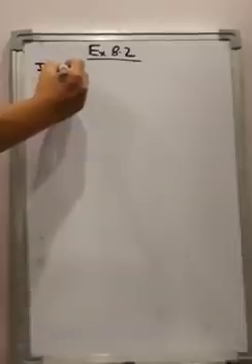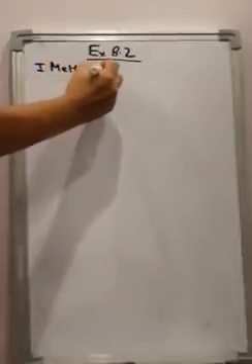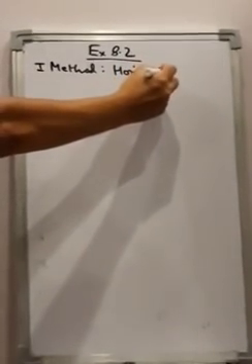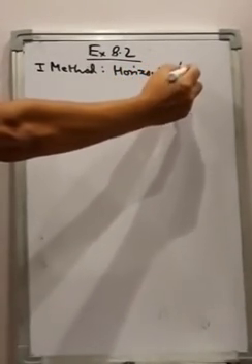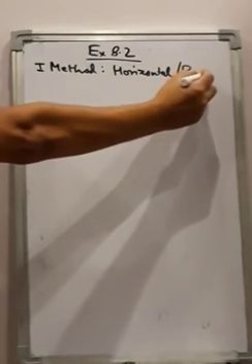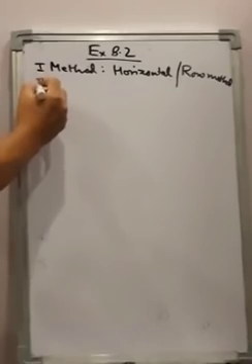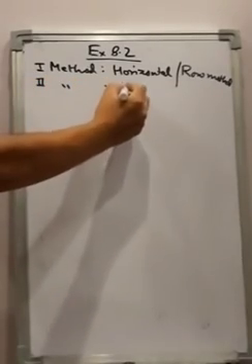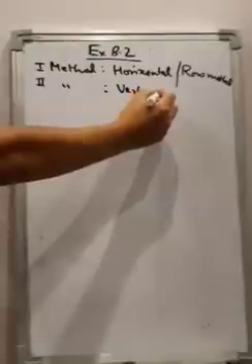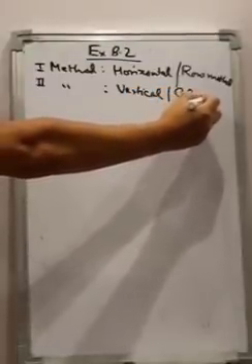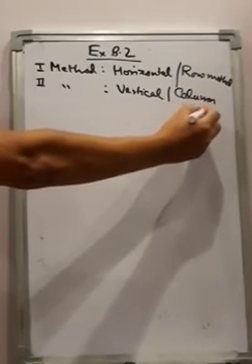The first method is horizontal or row method, and the second method is vertical or column method, right?